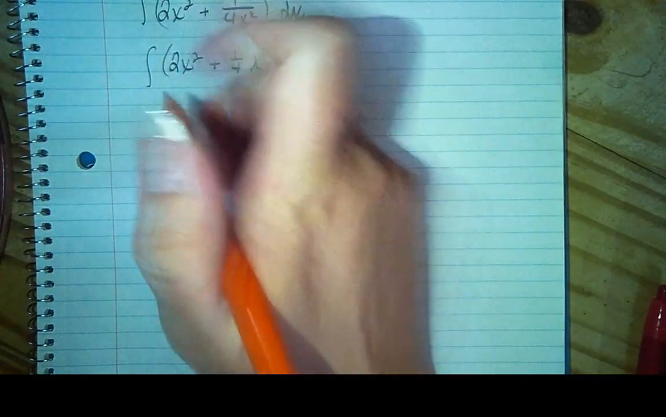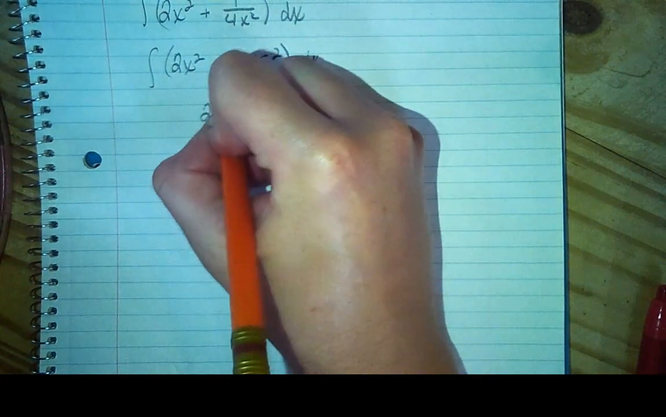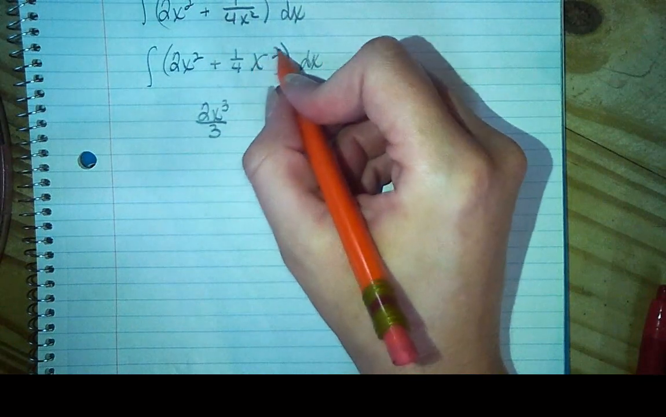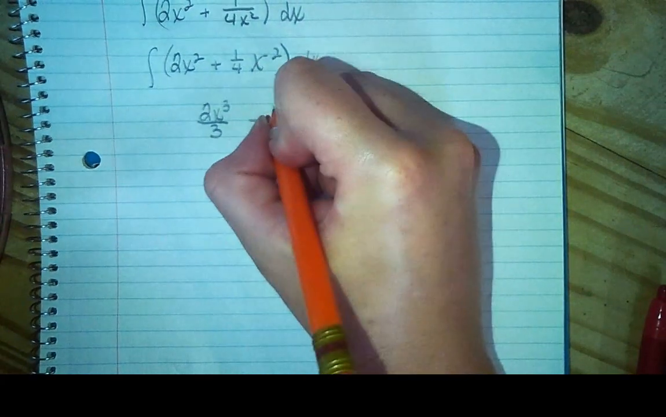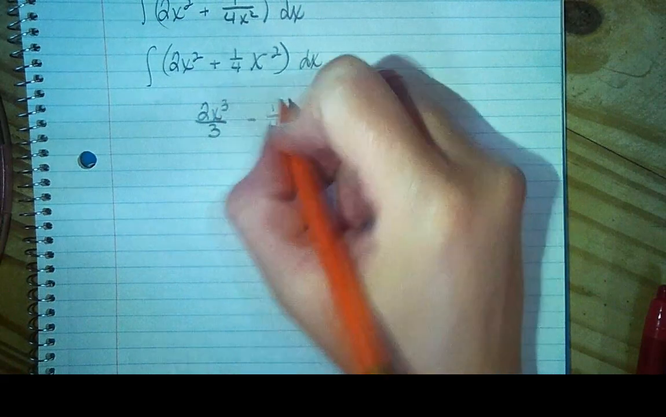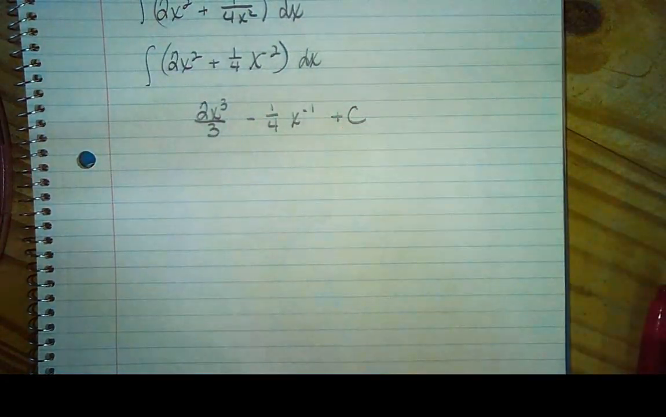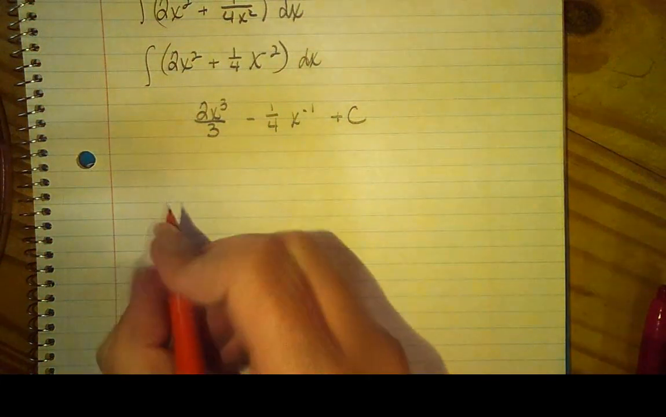So 2x squared becomes 2x to the 3rd over 3. And this becomes x to the negative 1 over negative 1, which is a negative 1/4 x to the negative 1 plus c. Okay, so you don't have to do this just because we're learning it.